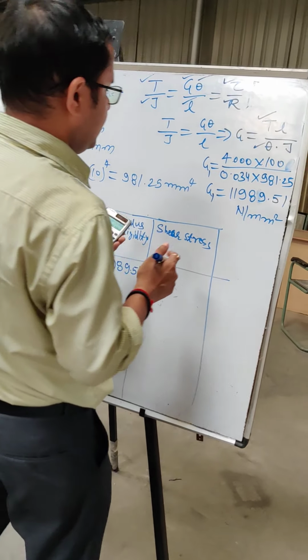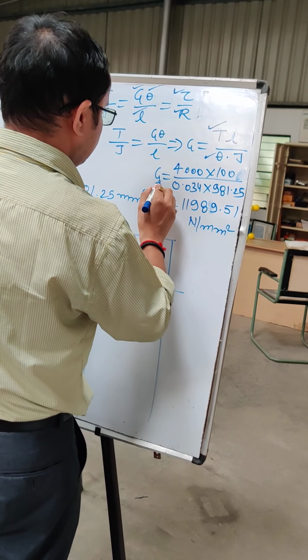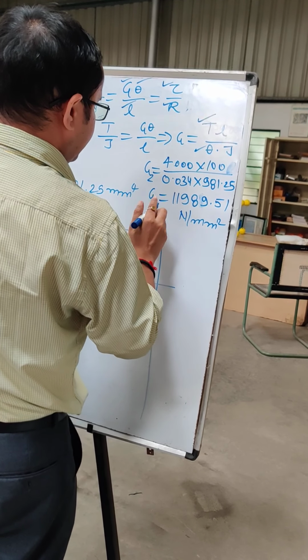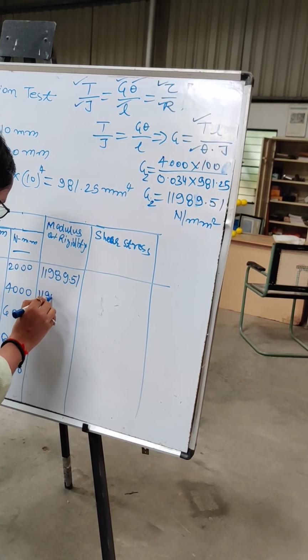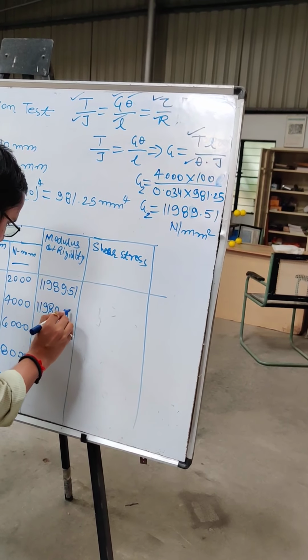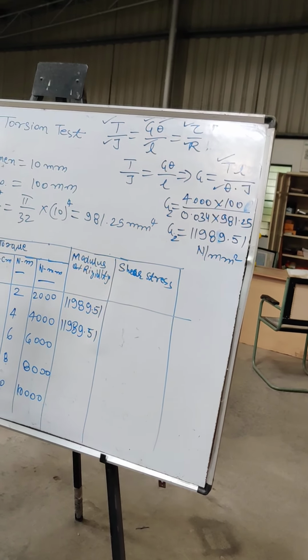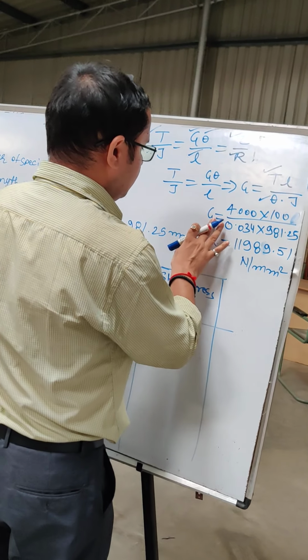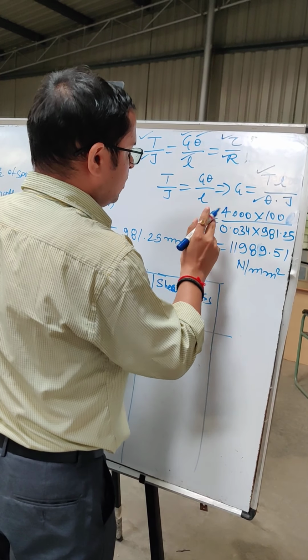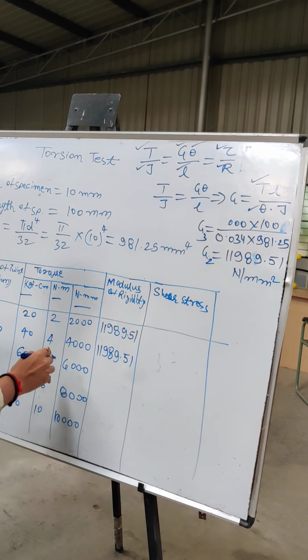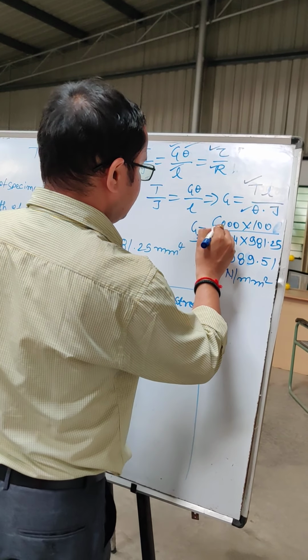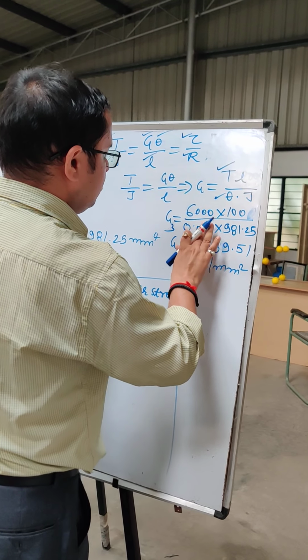Again the value is same. G2 is also 1189.51. Next we have to change it again for G3. For G3 we have to change the theta value, that is 5000, not 6000. So we have to write 6000, and here the value is changed.